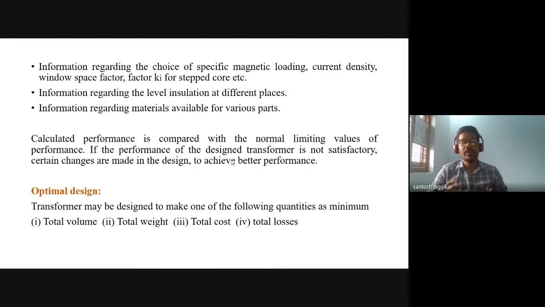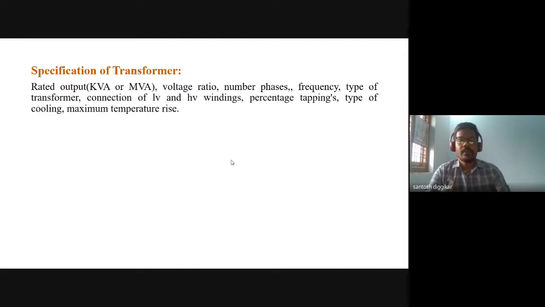That is, we are designing a transformer for less volume. There is also the total weight, so we need to design a transformer for less weight, and for less cost. These are nothing but optimal design objective functions. These are the specifications we need to consider for a transformer, and they act as input data for the designing process.